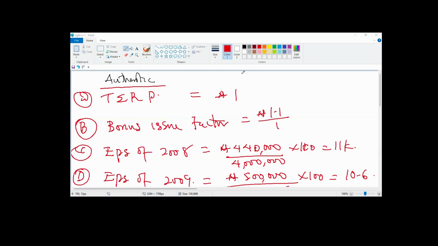Let me get your question very well, sir. My question is, the formula is the profit over the total number of shares times 100, right? If we go by the formula, we'll be getting 11 naira and not 11 kobo. Or do we have to convert it to kobo after we've arrived at our final answer?